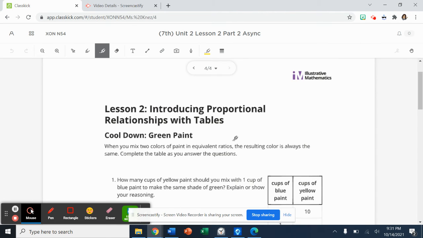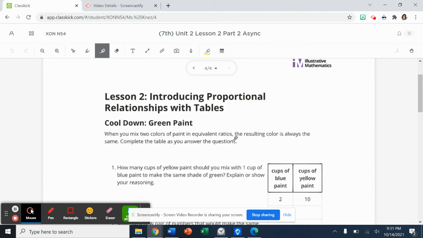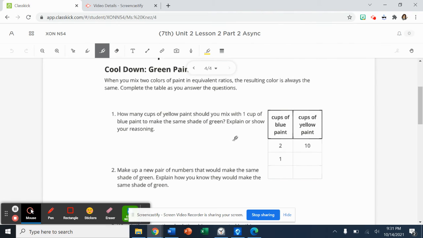The last thing you need to do is complete your exit ticket. Your exit ticket is on page 4 of today's classwork. I'm going to read it aloud for you. When you mix two colors of paint in equivalent ratios, the resulting color is always the same. Complete the table as you answer the questions.